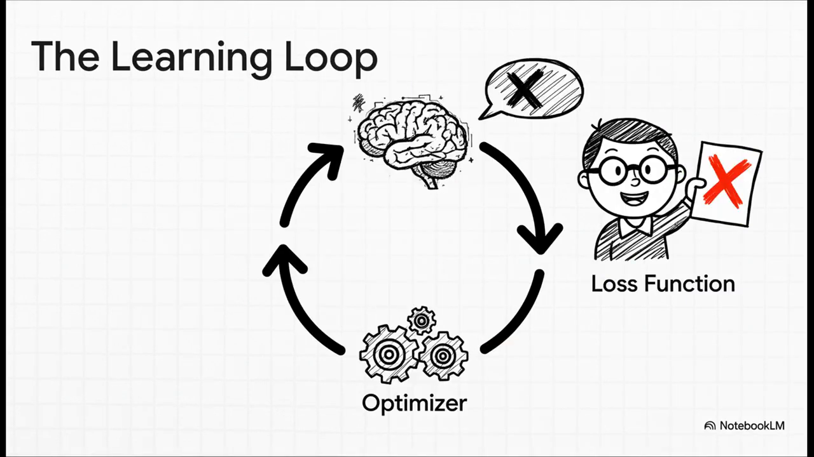This all happens through a learning loop that has 2 key players. First, there's the loss function. You can think of this as the teacher. It grades the bot's answer and tells it just how wrong it was. Then there's the optimizer. This is like the bot's study method. It takes the teacher's feedback and actually adjusts the brain's wiring to do better next time.